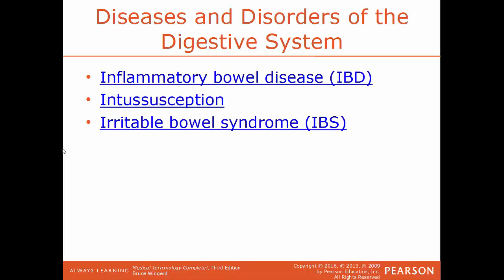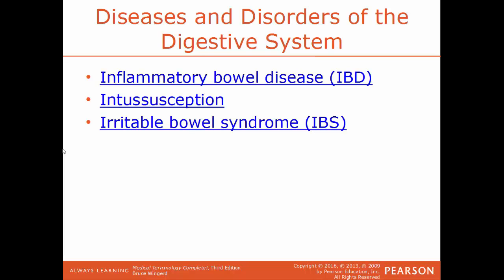So our next condition, IBD, inflammatory bowel disease. This is a general term for any chronic inflammatory disease of the digestive tract. Some examples of IBD would be Crohn's disease or ulcerative colitis. Intussusception. This is where a part of an intestine will fold over and block another part of the intestines. And our last term here, IBS, irritable bowel syndrome. This is a common disorder that affects the colon, which would be the large intestine.